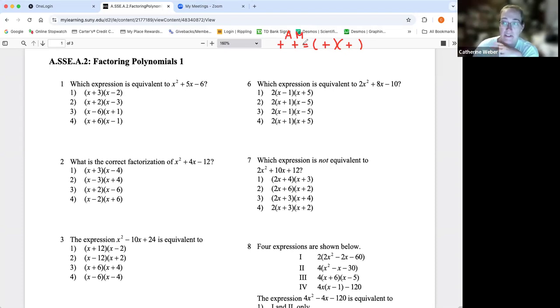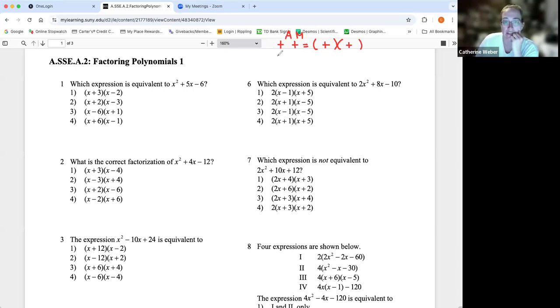So the last number basically determines what we're going to be doing. If it is a 10, you have to think of your factors of 10, what two numbers multiply to 10. And then you have to see which combination adds to whatever number is in the middle.